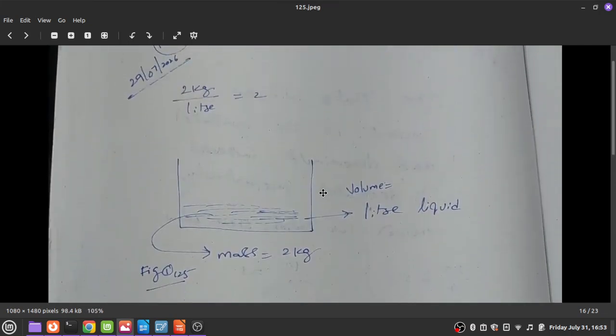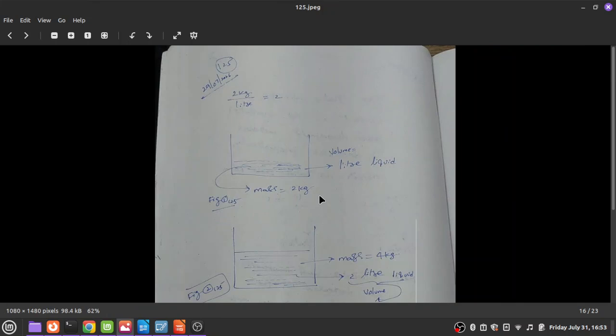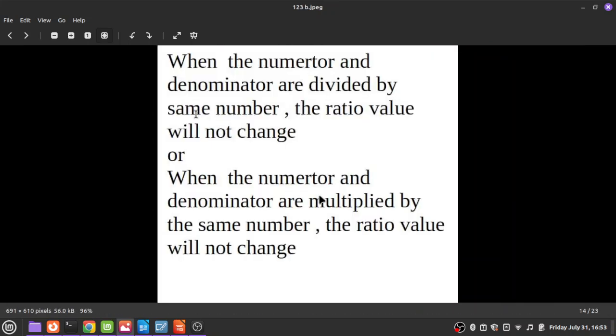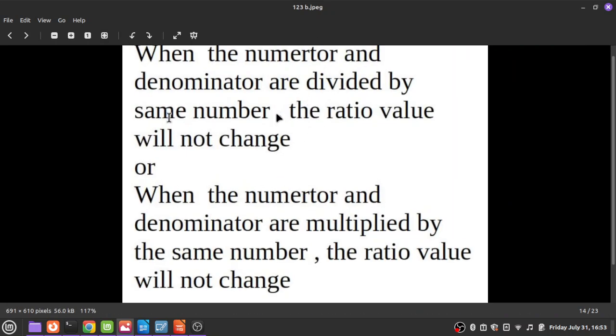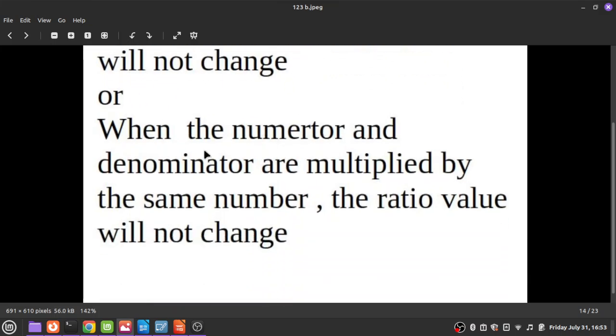Now coming to this one, that is the magic of ratio. The magic of ratio is that when the numerator and denominator are divided by the same number, the ratio value will not change. Or when the numerator and denominator are multiplied by the same number, then also the ratio will not change.